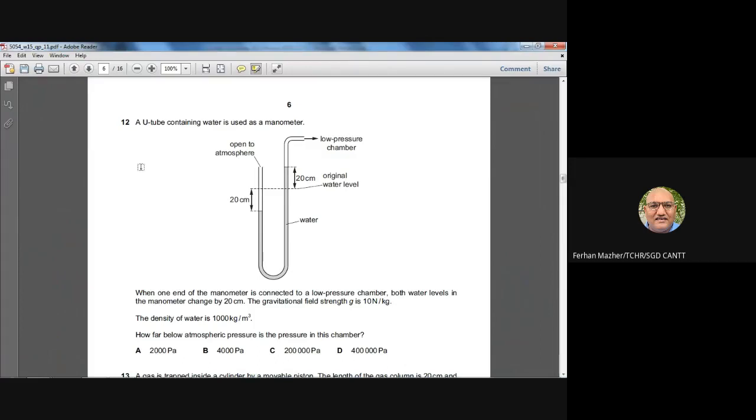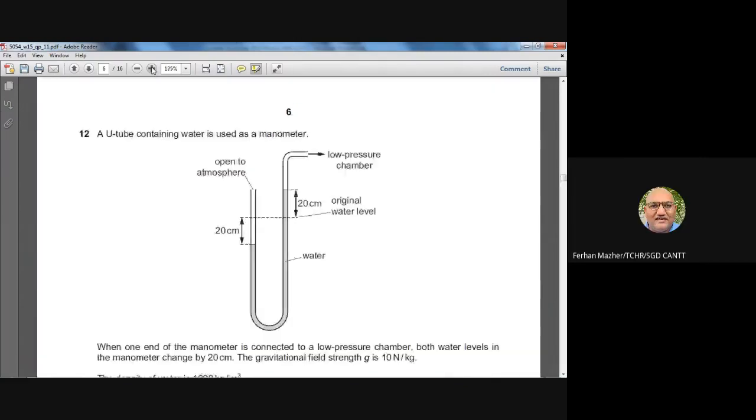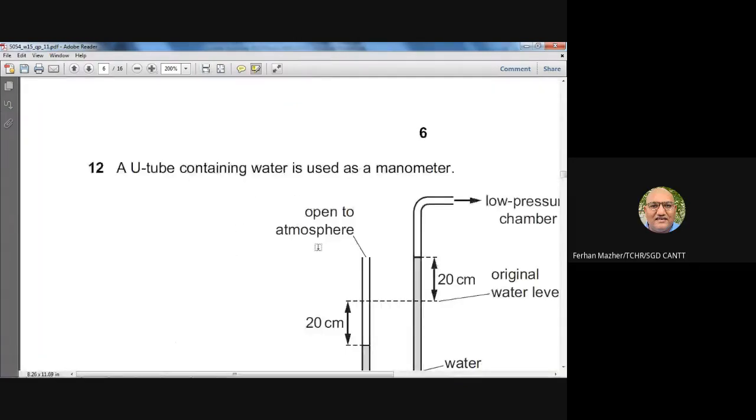Okay, a U-tube containing water is used as a manometer. When one end of the manometer is connected to a low pressure chamber, both water levels in the manometer change by 20 centimeter. The gravitational field strength g is 10 Newton per kg. The density of the water is 1000 kg per meter cube. How far below atmospheric pressure is the pressure in this chamber? So try to understand this. Let me increase this diagram so you can understand this.